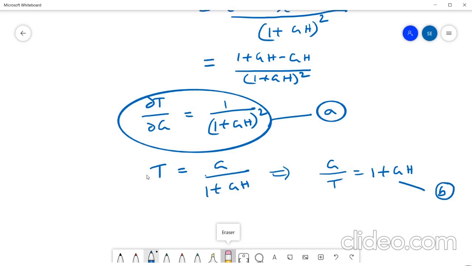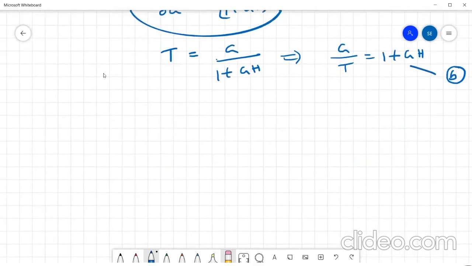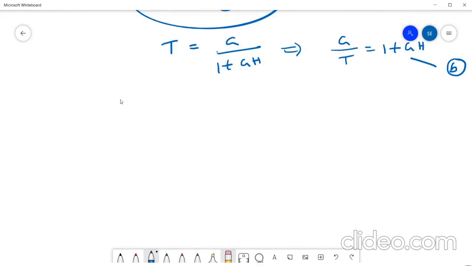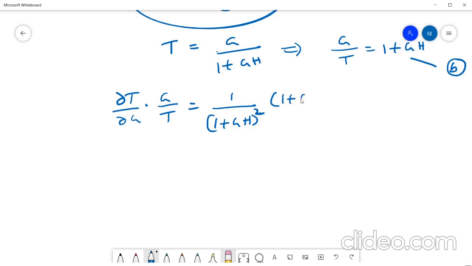Right, from A and B, what is that equation? Dou T by dou G into G by T is equal to 1 by 1 plus GH whole square into 1 plus GH. Cancel out these terms, and what we get is 1 plus GH. So this is nothing but the sensitivity for G, overall G and transfer function T.